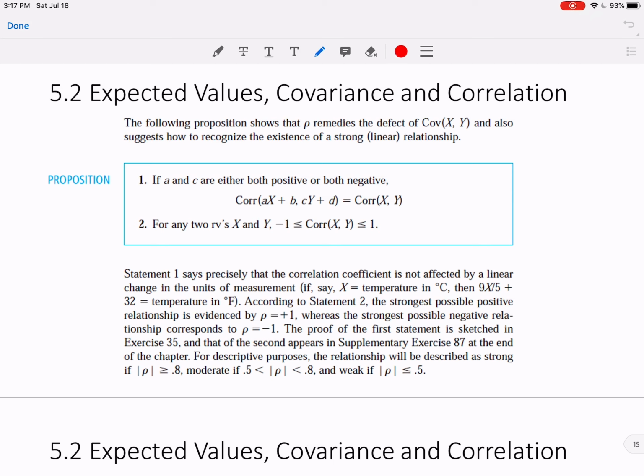Okay, I just want you to know that I emphasize the word linear here because the correlation coefficient only explains how strong the linear relationship is between those two random variables. Okay, it cannot explain any other relationships. So based on the functions you learned before, we know that the function could be a linear function, could be quadratic, could be polynomial, could be exponential, or something like that. But over here, the correlation only explains how strong the linear relationship is. Okay, now let's take a look at the proposition here.